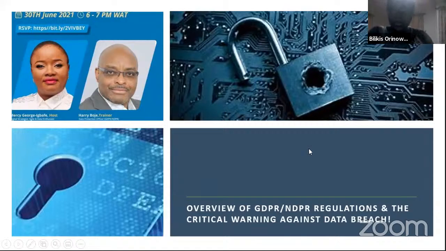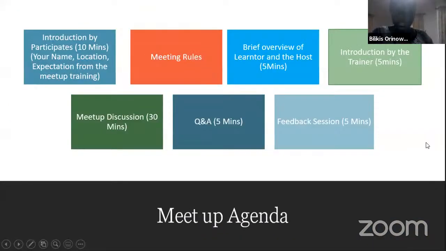All right. Basically, we talk about the overview of GDPR and NDPR regulation and the critical warning against data breach. Before we start, it's nice for us to introduce ourselves. We'll mention our name, location, and our expectation from the training. After that, we'll talk about meeting rules for this training to be nice and effective.